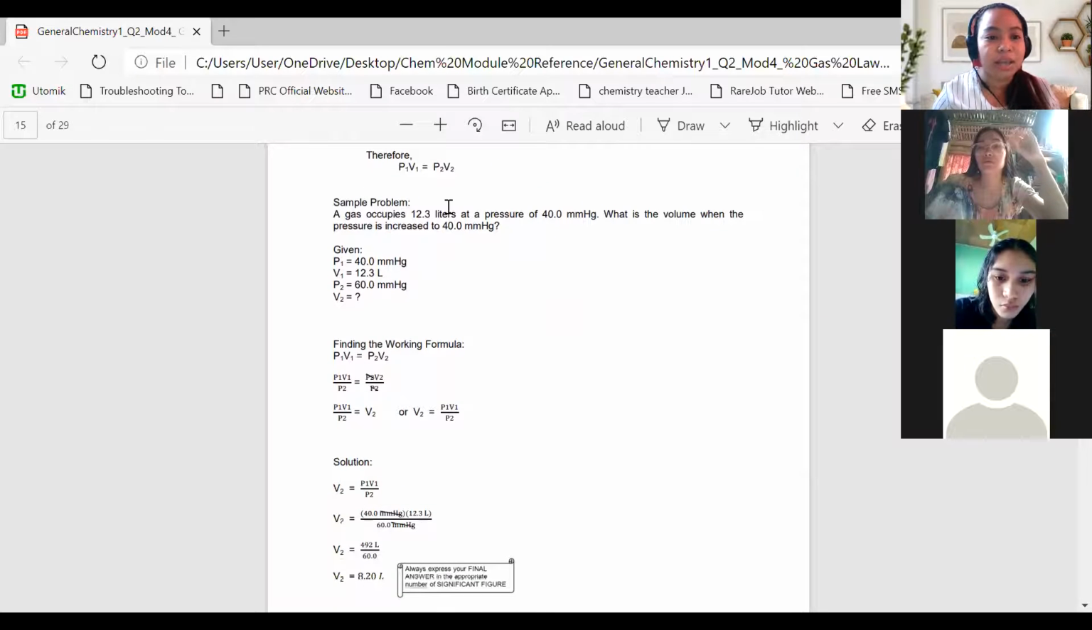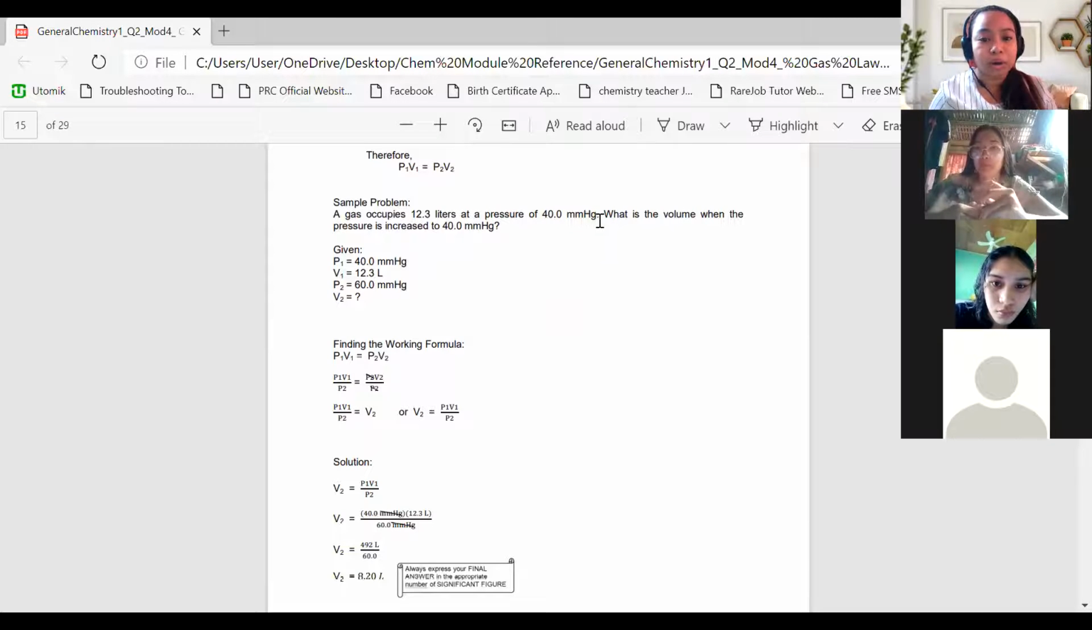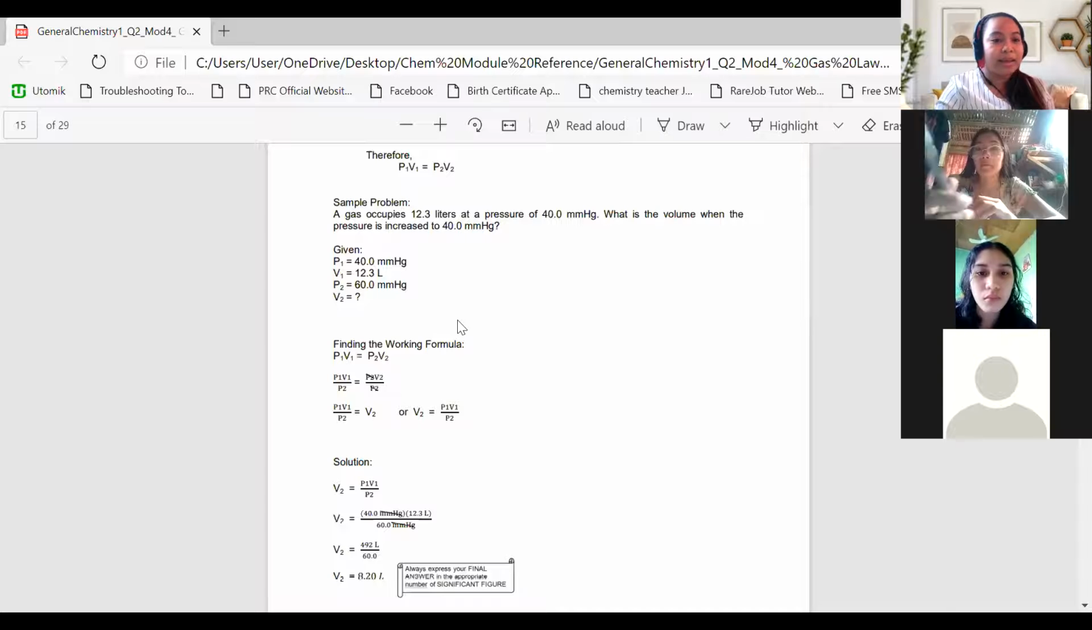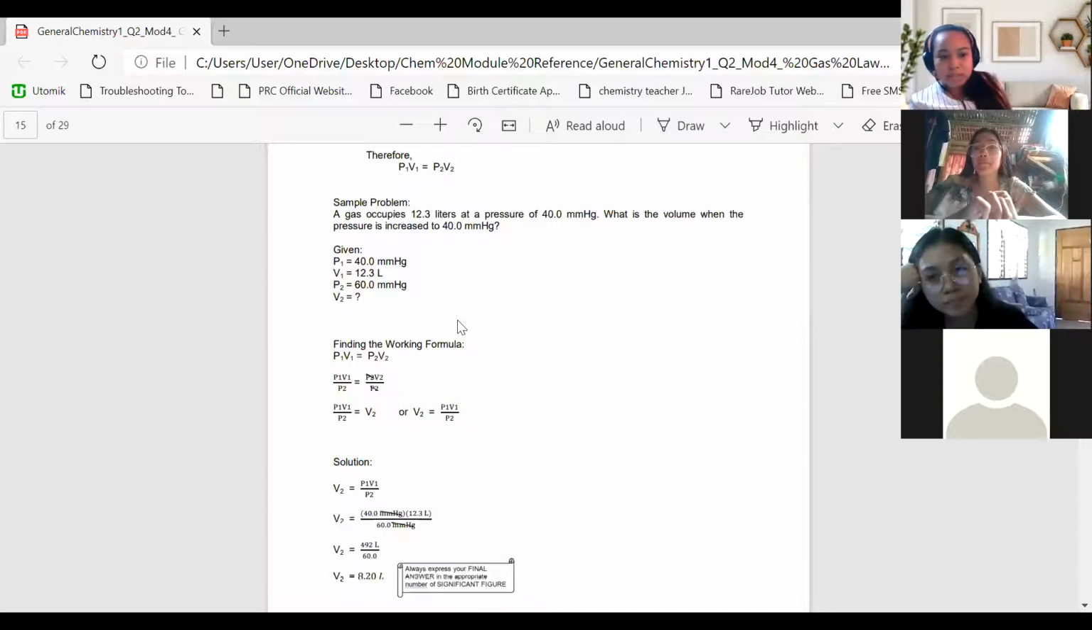So say for example, a gas occupies 12.3 liters at a pressure of 40.0 millimeter mercury. What is the volume then when the pressure is increased to 60.0 millimeter mercury? So first step is to identify the given. So kung mag-solve mo po sa inyong problem, always start with the given. And then you have your P1, your V1, P2, V2.